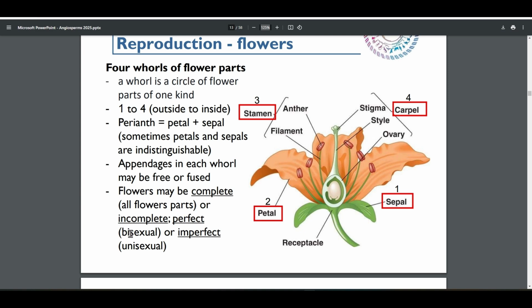They could be perfect, which means they are bisexual, or imperfect, which means unisexual. There's also one sentence, which is, hold on: complete flowers are always bisexual, or always perfect, but perfect flowers, so bisexual flowers, are not always complete. Take that in. What that means is that all flowers that are complete must be bisexual, but bisexual flowers may not be complete, and they may not have all the flower parts.